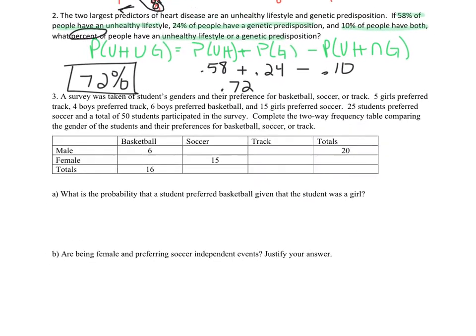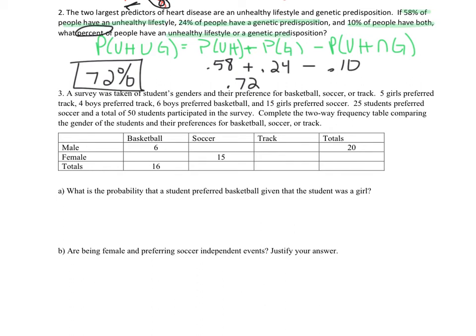Okay, so the next question has a survey was taken of students' genders and their preference for basketball, soccer, or track. 5 girls preferred track, 4 boys preferred track, 6 boys preferred basketball, and 15 girls preferred soccer. The 25 students preferred soccer, and a total of 50 students participated in the survey.